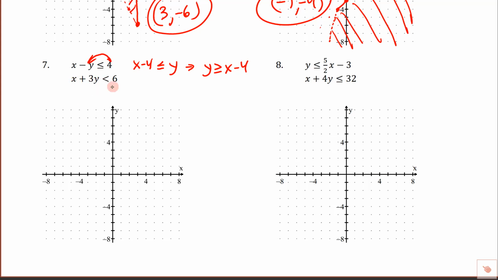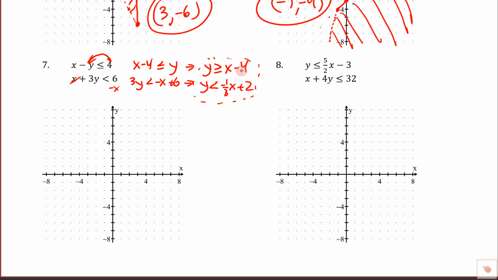This one's a little more complicated, so we're going to subtract x. So we end up with 3y is less than negative x plus 6. And then we're going to divide everything by 3, so that's going to leave us with y is less than or equal to, or sorry, just less than on this one, just a strict inequality there. When we divide by 3, we get negative 1/3 x, and then we get plus 2. So these are the equations that we're going to graph, so we've got to be kind of careful with those.